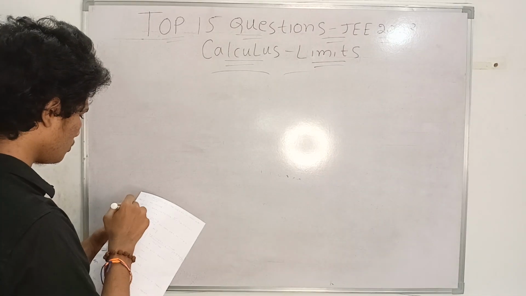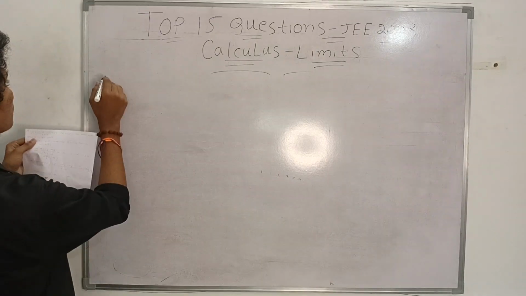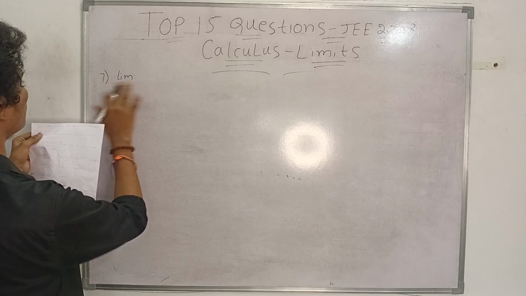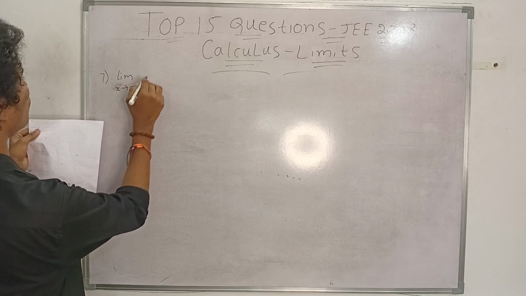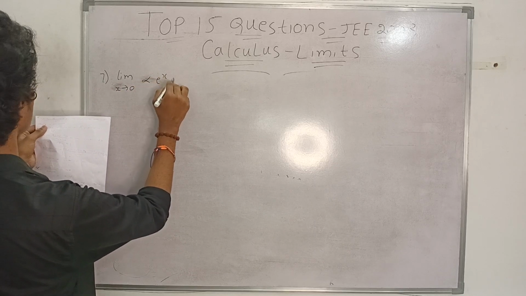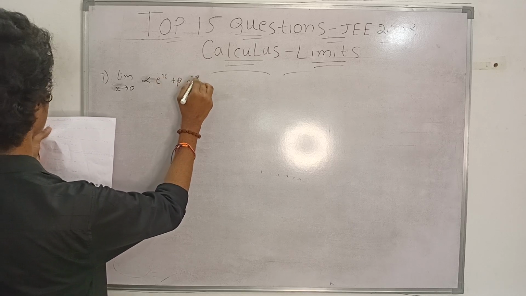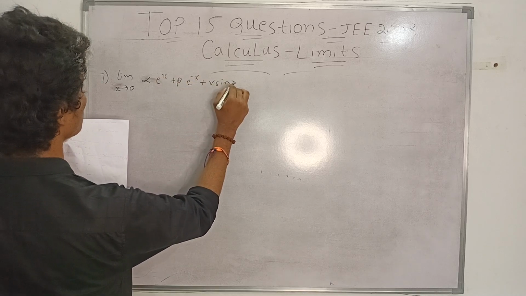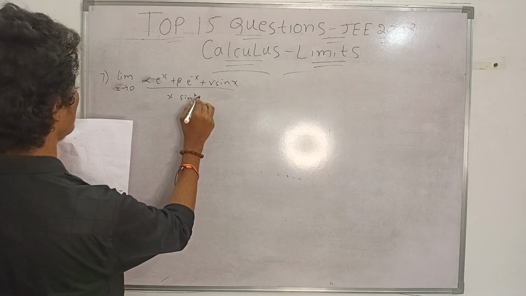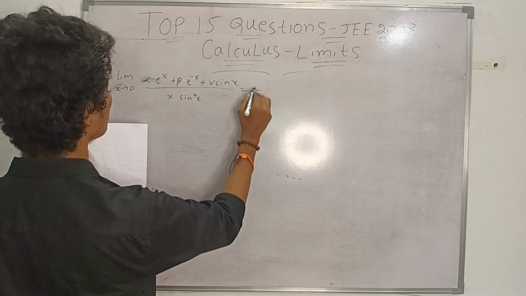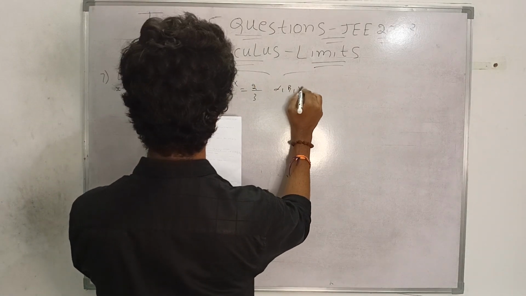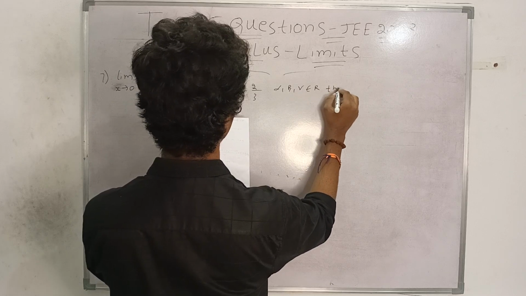And now the next question, the 7th question: the limit as x tends to 0 of (alpha e^x plus beta e^(-x) plus gamma sin x) divided by x sin^2 x equals 2 by 3, where alpha, beta, gamma belong to R.